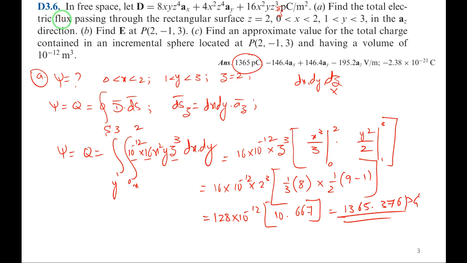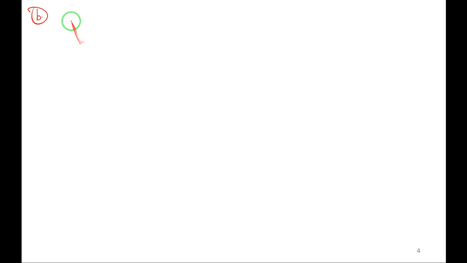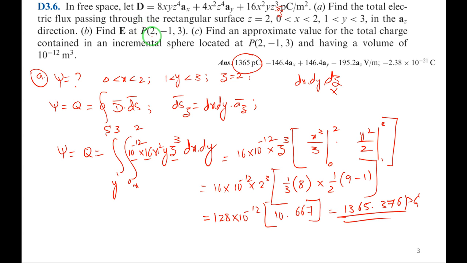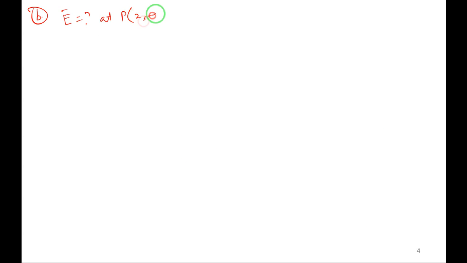Okay, what is given in part B? Let us check it. Find E vector at point P. Yes, we know the relationship between the electric flux density and the electric field intensity. D is equal to epsilon naught E, right? So we'll find out the electric field intensity at point P. So they asked to calculate E at point P. Point P is 2 minus 1 3. Is it fine?